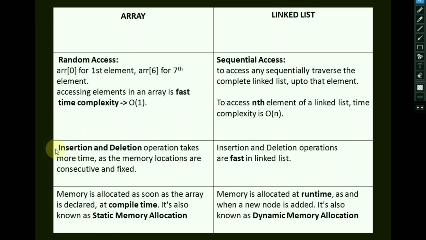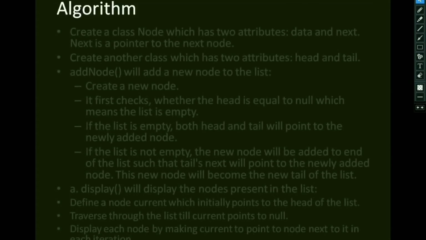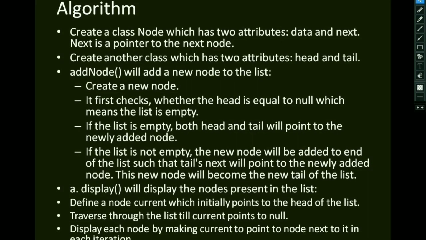Now, the insertion and deletion operations in array take more time because the memory locations are fixed. But this is the advantage of linked list. Here, the insertion and deletion operations are fast as compared to array. And the memory allocation, we have already discussed it. In array, the memory is allocated at compile time, which is called static memory allocation. And in case of linked list, the memory will always be allocated at runtime, which is also known as dynamic memory allocation.